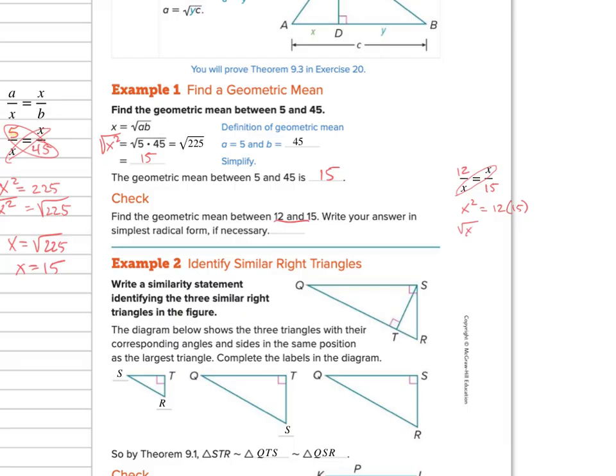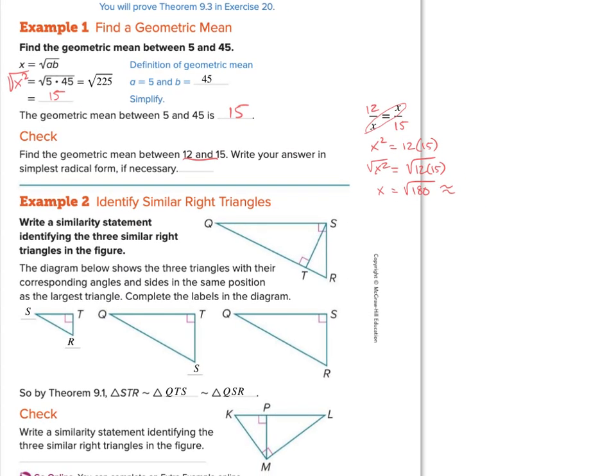So the square root of x squared is going to be equal to the square root of 12 times 15, which is going to be 30 times 6. So that should be 180, I think, if I do the math real quick. So x is equal to the square root of 180. It says put in simplest radical form. So let's see here. I think that is the square root of 36 times 5.